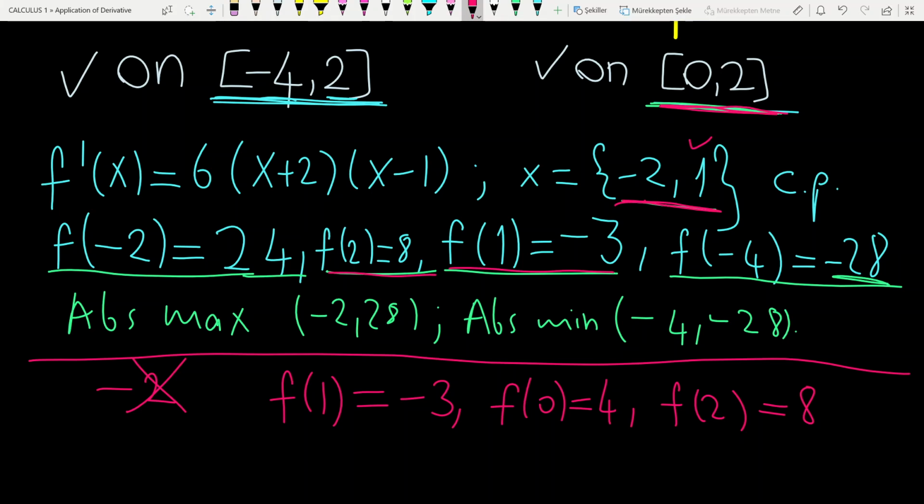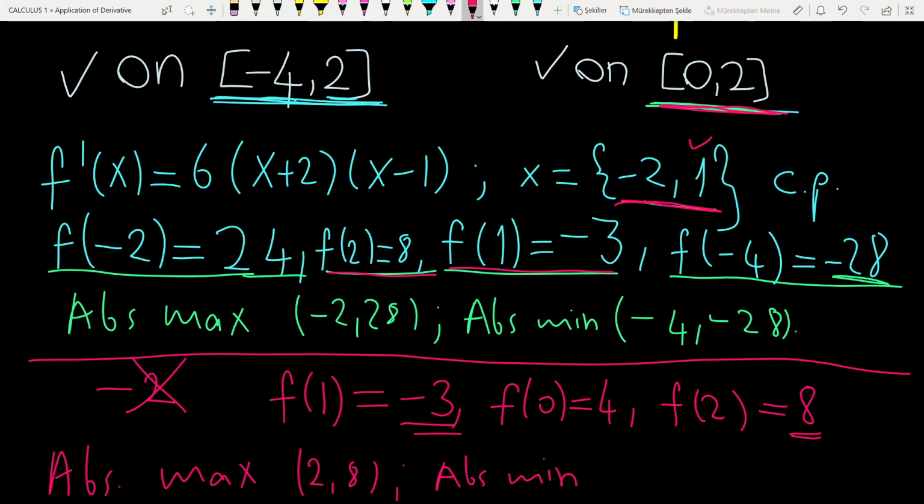Now we compare three values. Which one is biggest? Which one is smallest? The biggest one is 8. The smallest one is -3. So the absolute maximum point is (2, 8), and the absolute minimum point is (1, -3). This is the absolute minimum point.